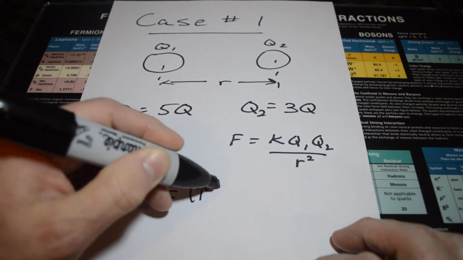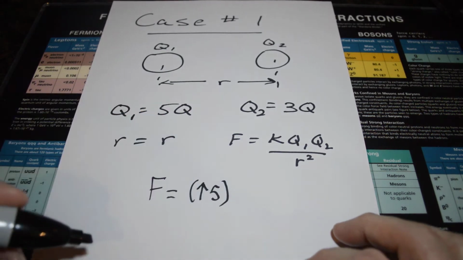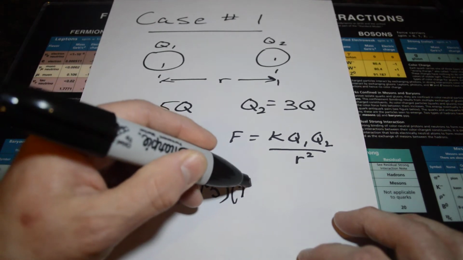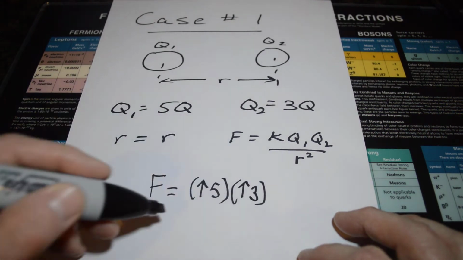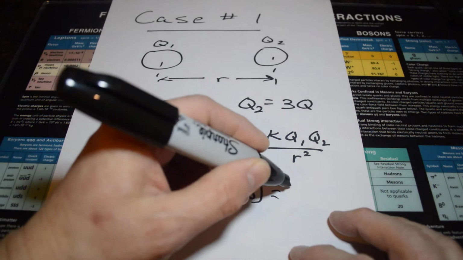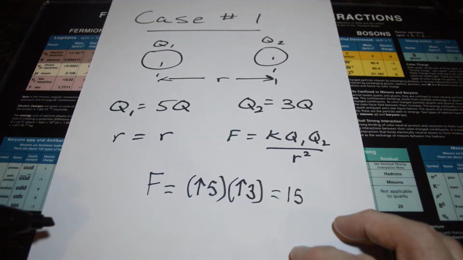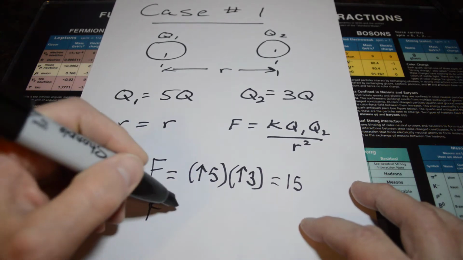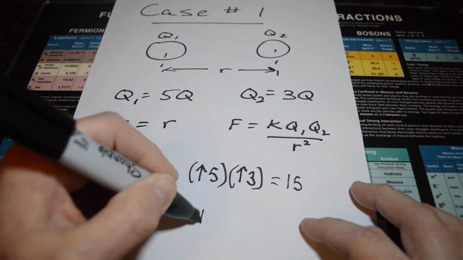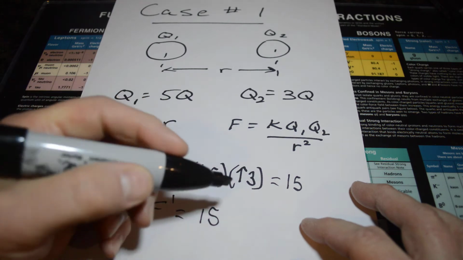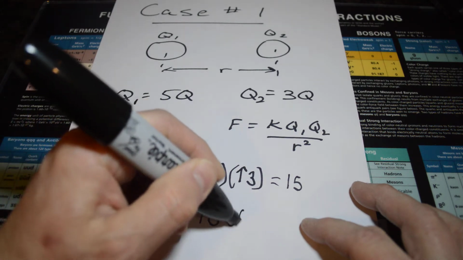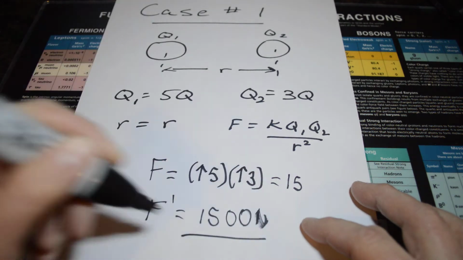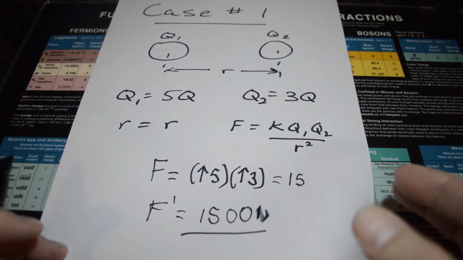So you increase by a factor of 5. And then the other one is going to increase by a factor of 3. But it's the product of the two, so that means it's going to be 15 times greater. So I think the new force, what we're going to say, is 15 times what it was before. So in this case, 1,500 newtons. So the answer to the first one was 1,500 newtons.